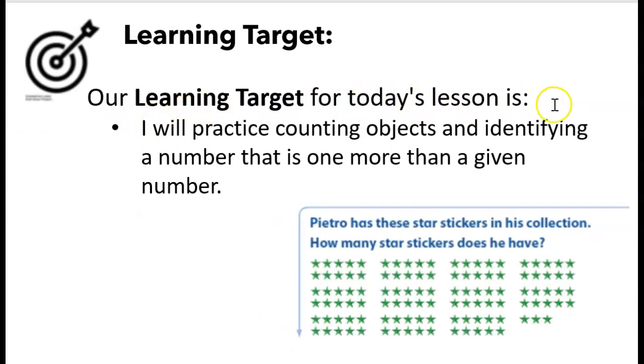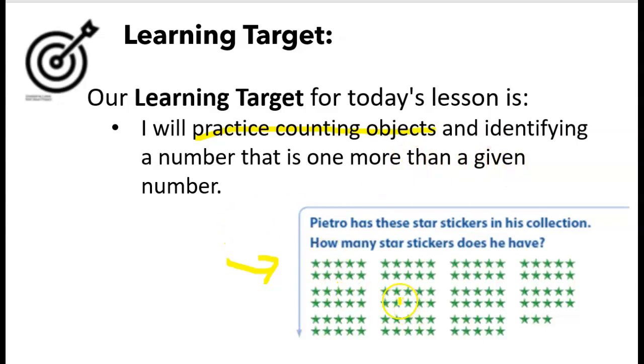Our learning target for today's lesson is, I will practice counting objects and identifying a number that is one more than a given number. So repeat. So we're going to practice counting objects. The objects are like the stars that we're counting. And we're going to identify a number that is one more than a given number.